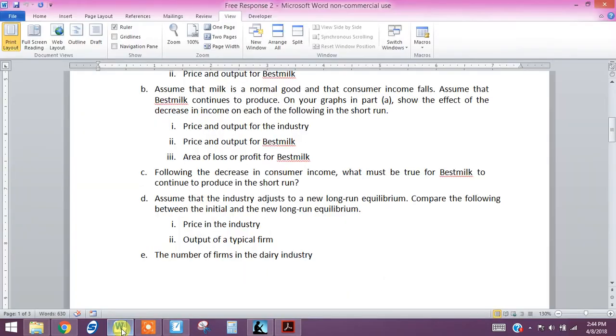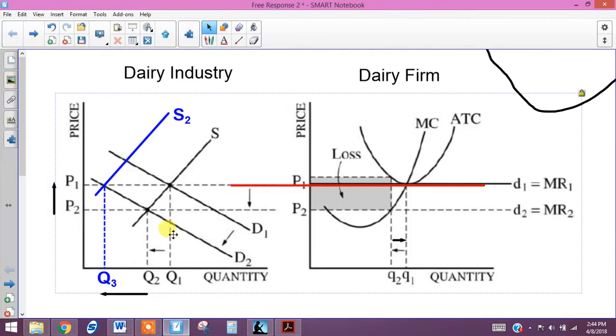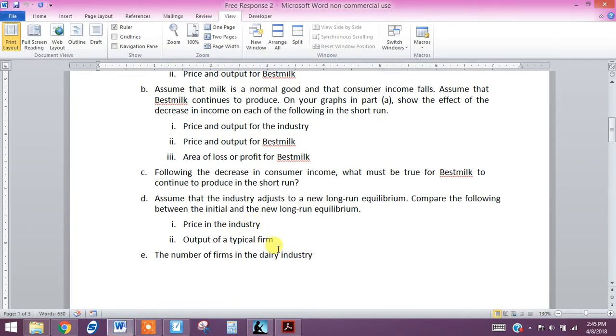Okay, so did that answer everything? Let's go back and look. So the price in the industry is going to return to where it was originally. The output of a typical firm is going to return to where it originally was, and the number of firms in the dairy industry is going to decrease. And in this case, the way these graphs are drawn, with this drop in quantity output, it looks like a lot of firms are going to drop out of the market. And that takes care, I believe, of everything you need to do and know for question 1 of your free response assignment.